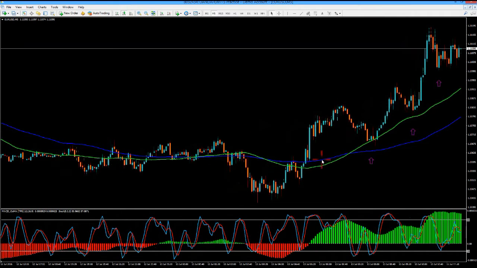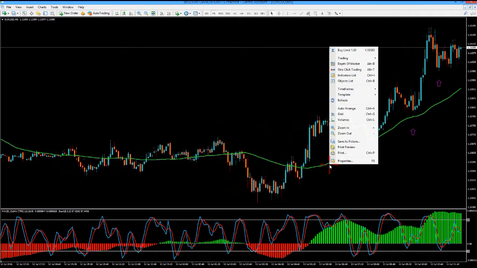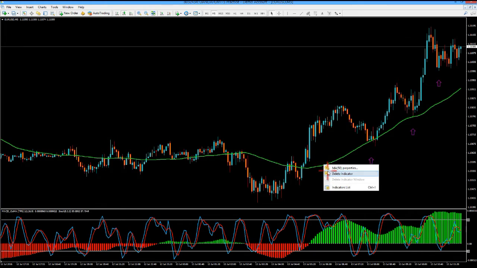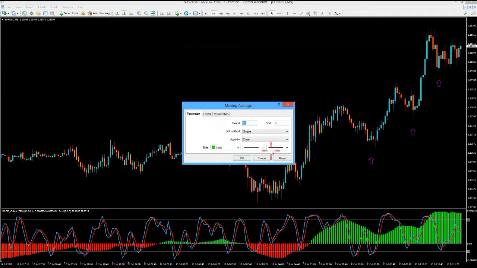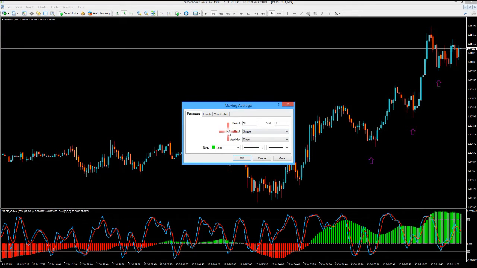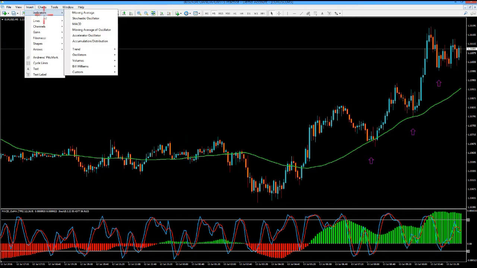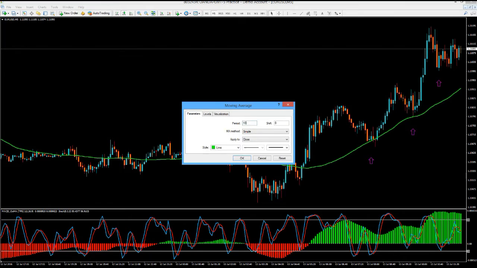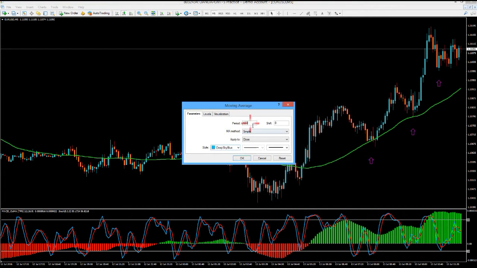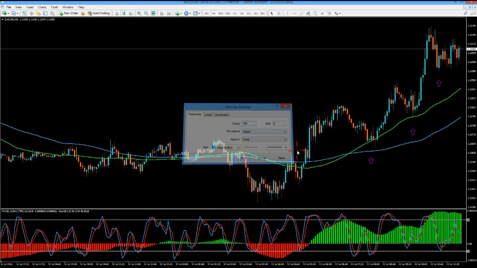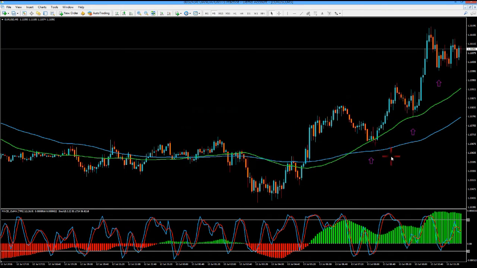So once those are set up, you also need two moving averages. I will show you how to set them up. So you go to Insert, Indicators, Trend, and Moving Average. A 50 method simple. Okay, so simple moving average 50. And then once more. And this time double the period to 100. Still the simple. Okay, so let's go through the rules real quick.